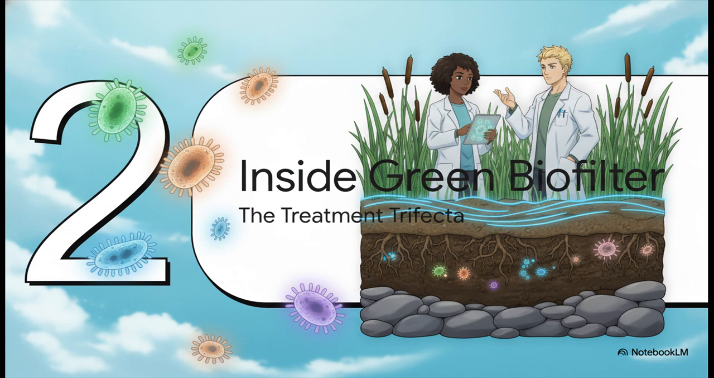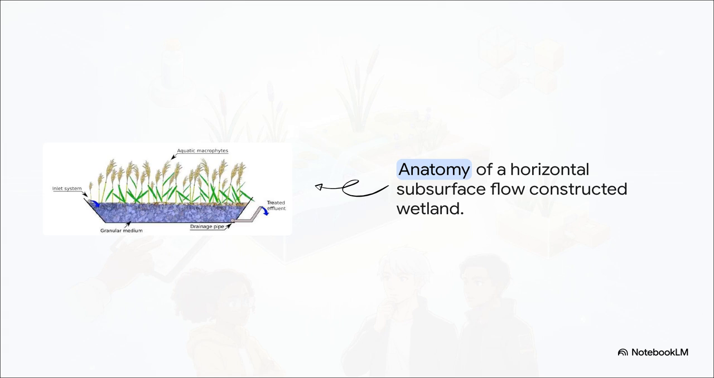Section 2. Inside the green biofilter. Moving right along. Now, how do we actually put those microbes to work? Take a look at this. Looking at this cross-section of a horizontal subsurface flow wetland, you can see the wastewater entering on the left through the inlet system. It flows mostly unseen right below the surface. Notice that granular medium at the bottom? That's usually gravel, sand, or rocks. Right above that, you have the aquatic macrophytes establishing these deep root systems. And clinging to both those roots and those rocks is that powerful microbial layer we just talked about, quietly digesting the pollutants as the water slowly flows toward the treated effluent pipe on the right.